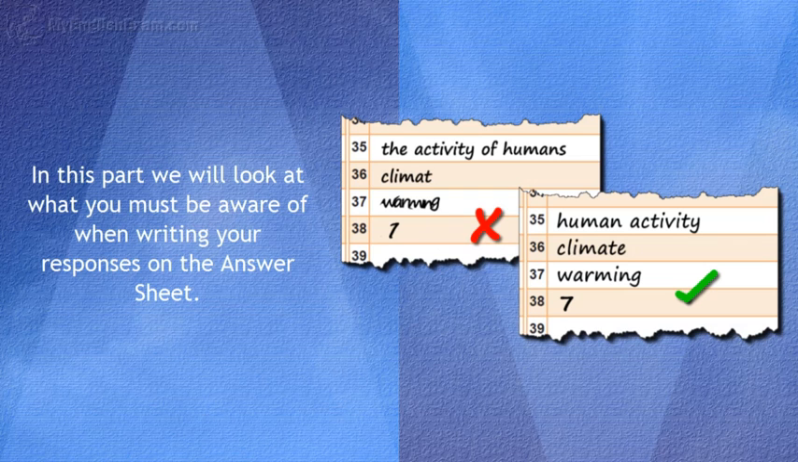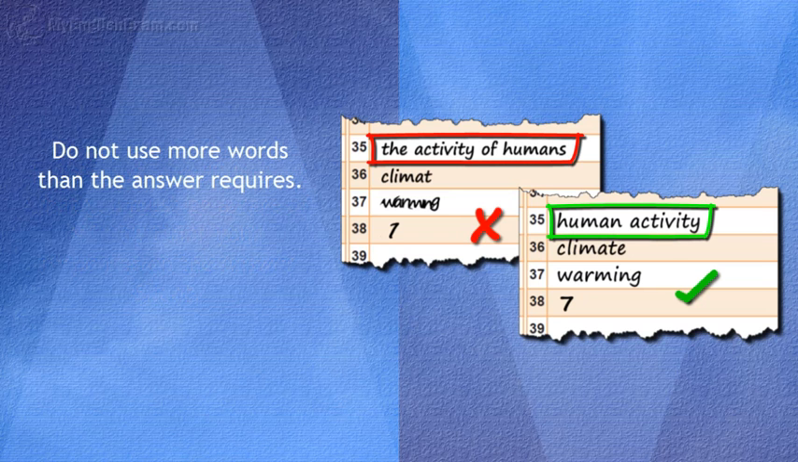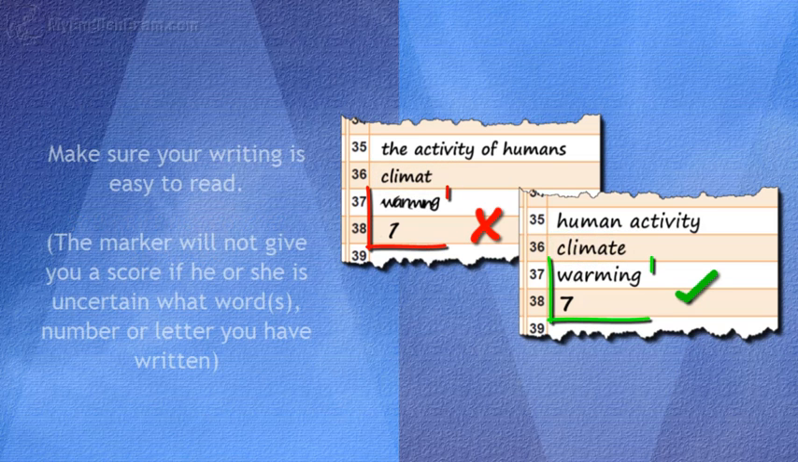In this part, we will look at what you must be aware of when writing your responses on the answer sheet. Do not use more words than the answer requires. You must use correct spelling. Make sure your writing is easy to read. The marker will not give you a score if he or she is uncertain what words, number, or letter you have written.